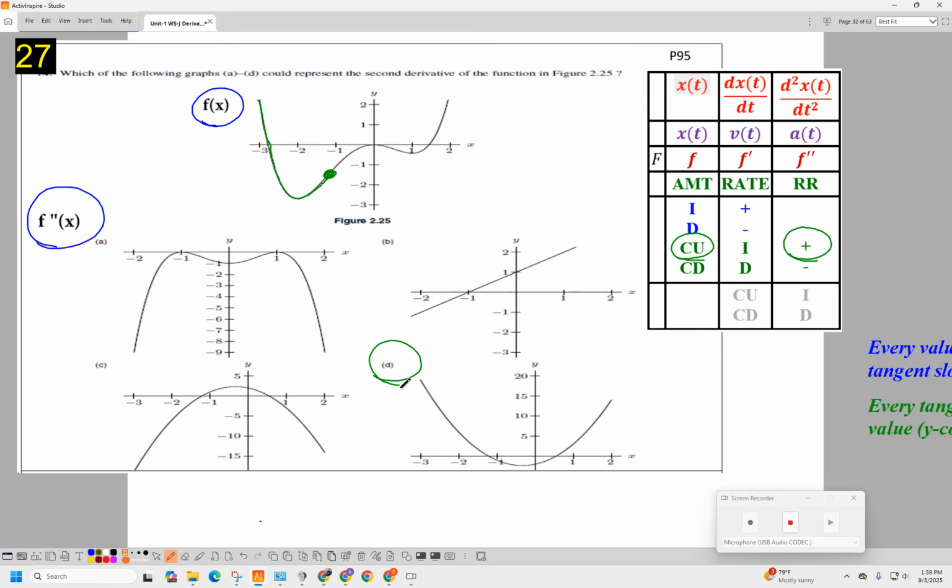Okay, I went really fast. Hey, look. Right here, look. These y values of f double prime are negative. That's a mismatch. These y values of f double prime are negative. Yeah, that's it. Question.